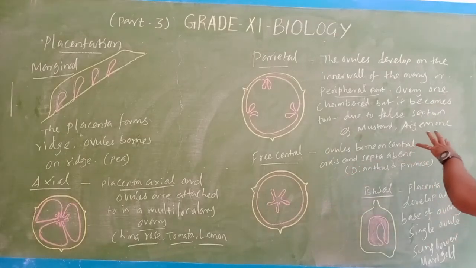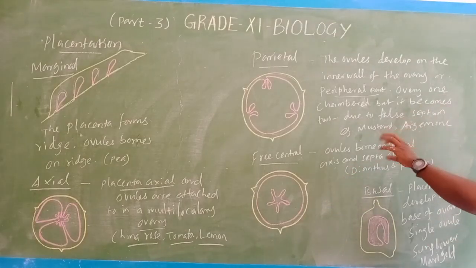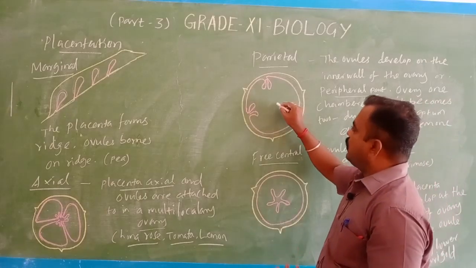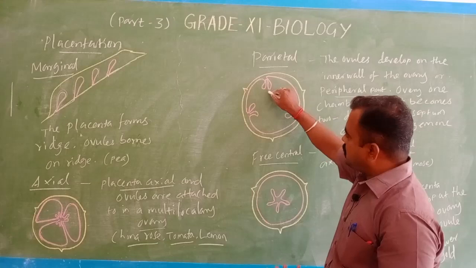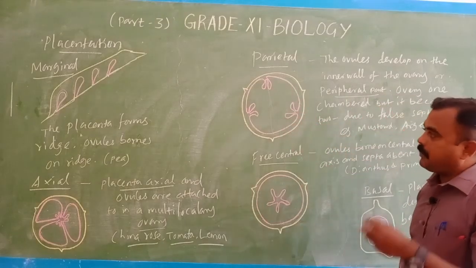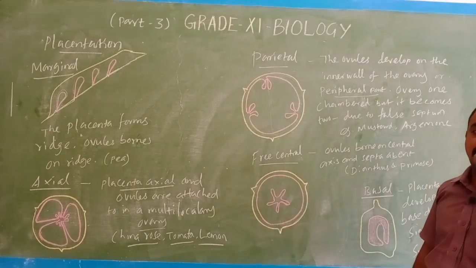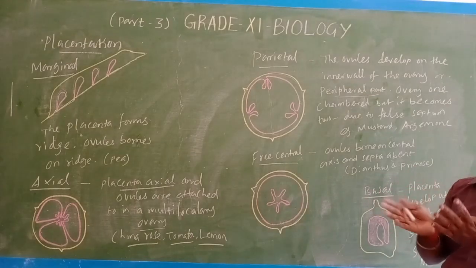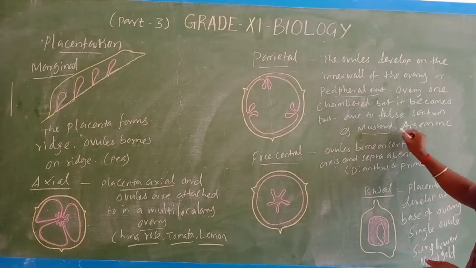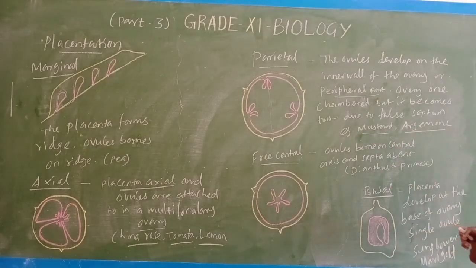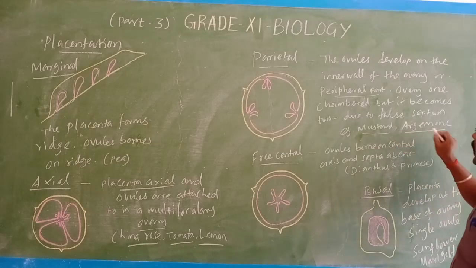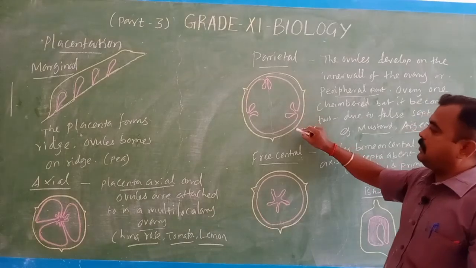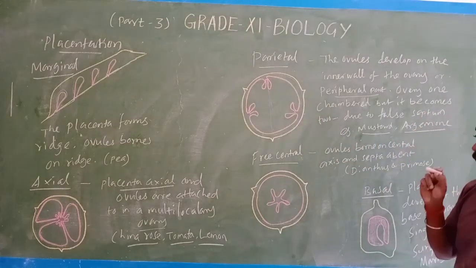Actually it is one chamber, but there we have a false septum, so it is divided into 2. We could not see that septum, which is why it is called a false septum. That septum divides the one chamber into 2. Examples are mustard and argemone. Here the ovules are attached in the peripheral part.